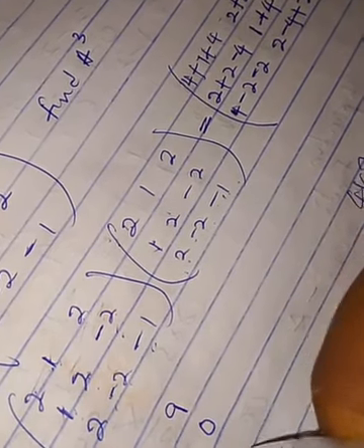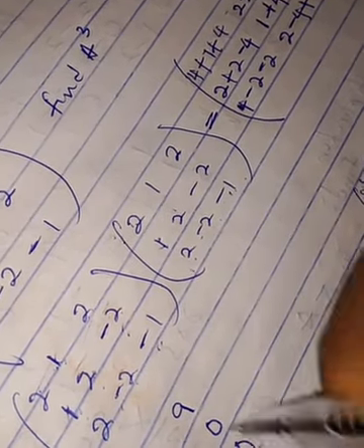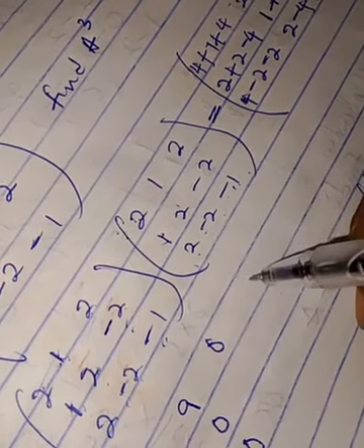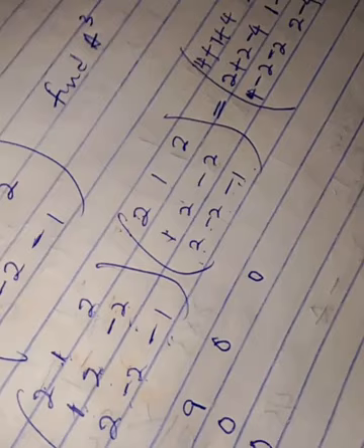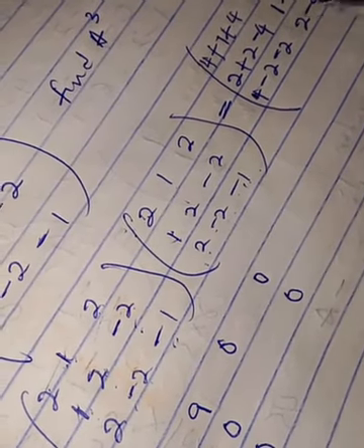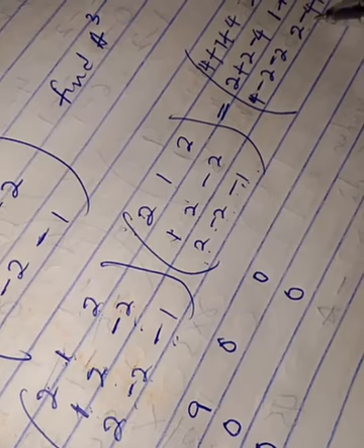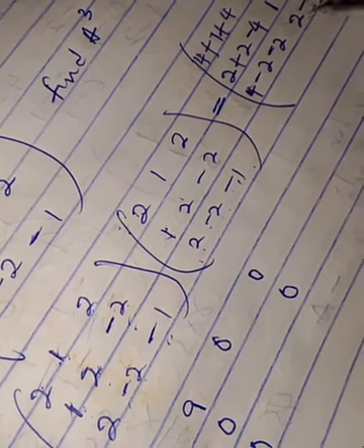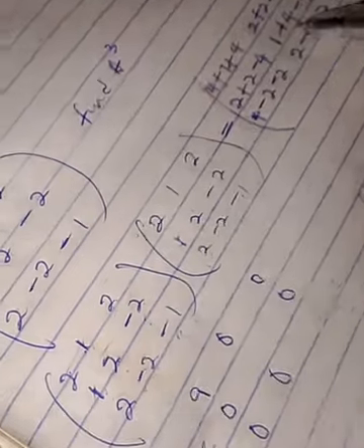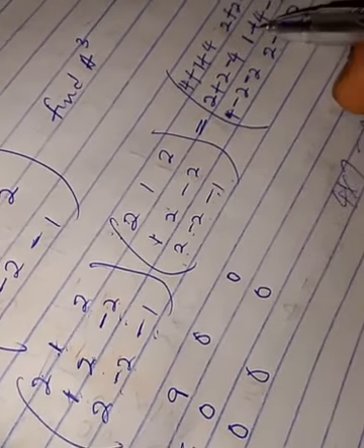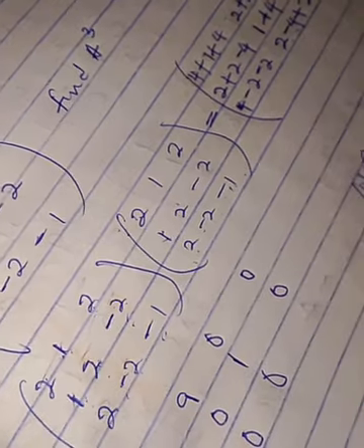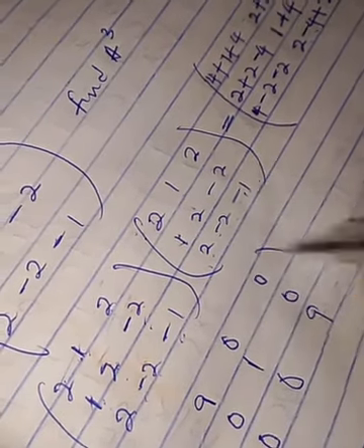This will give us 0. This will give us 0. This will give us 0. 2 minus 2 will give us minus 2 plus 2, which is 0. 2 minus 4, which is 4 minus 4, which is 0. 1 plus 4, which is 5. 5 minus 4, which is 1. 4 plus 4 plus 1, okay, 9.